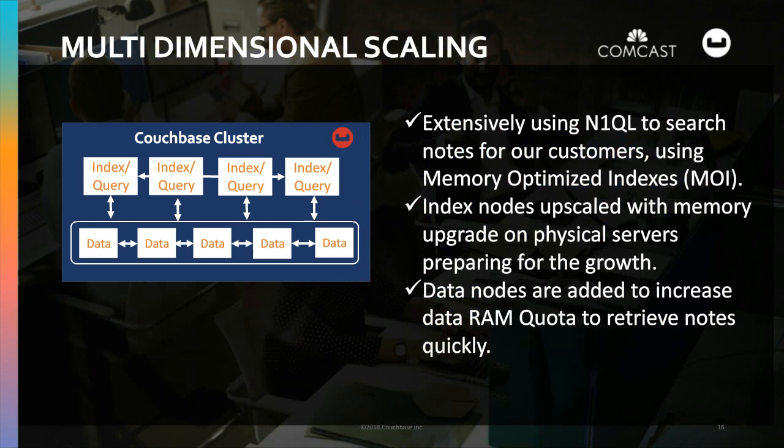We use N1QL extensively in our application, and we also leverage memory-optimized indexes. We're using physical servers for the index and query nodes, and I've also done some recent memory upgrades as well. And since retrieval speed is incredibly important for our users, our data nodes are added within the cluster.